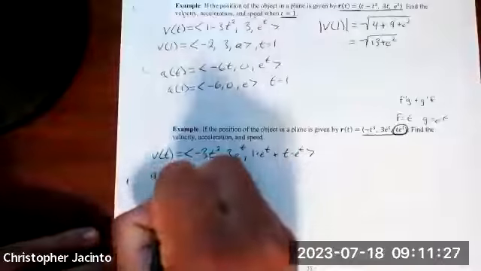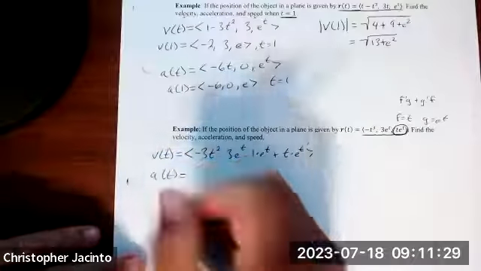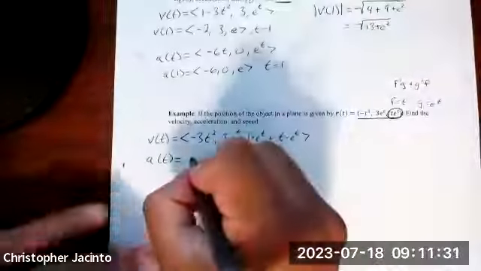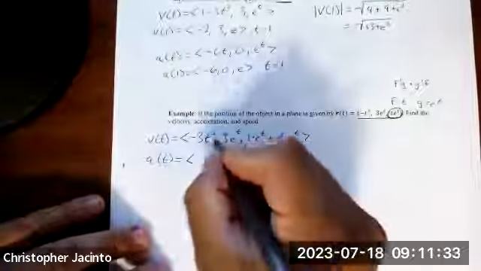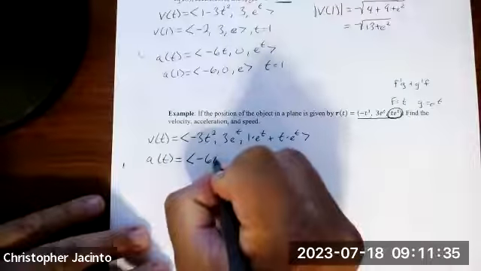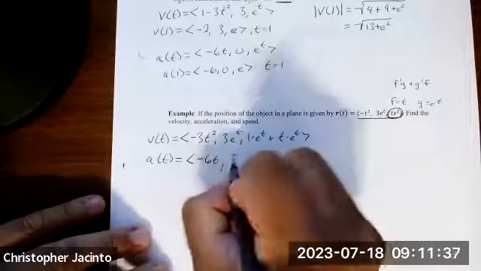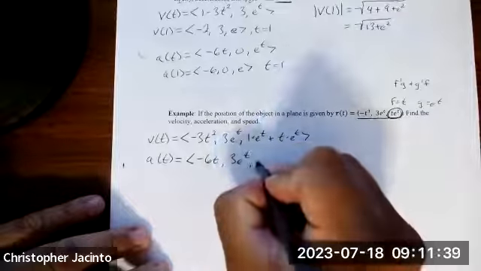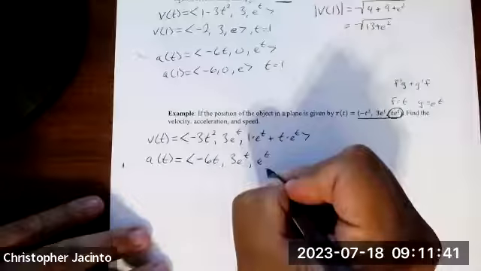So then I'll just do acceleration, since the magnitude is going to be a little lengthy to do. So now take the derivative again. So negative 6t. Same thing.